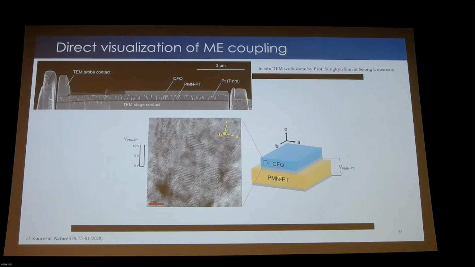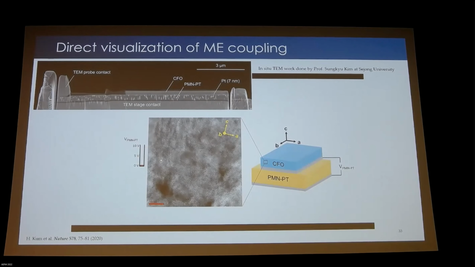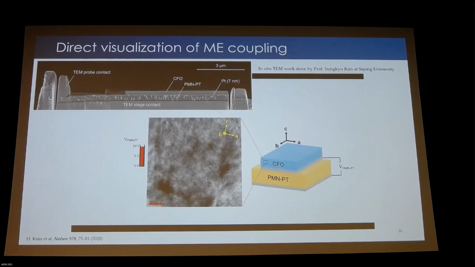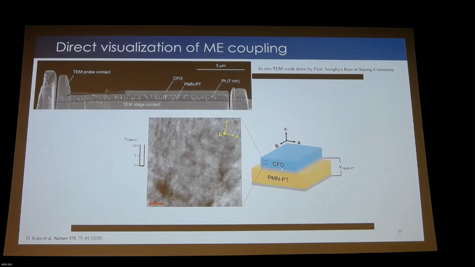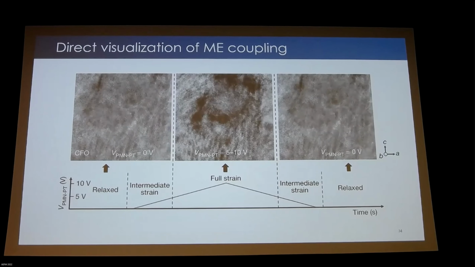We applied a voltage across the PMN-PT, and in situ TEM saw the lattice change in CFO. So this video here shows you the lattice change in CFO as we apply a voltage across the PMN-PT. If you look closely, you can see that as we sweep the voltage on the PMN-PT, the CFO film kind of strains like a beating heart. Right? So we could clearly tell that there was a very strong mechanical coupling between PMN-PT and CFO. This is just a still image of the same thing.